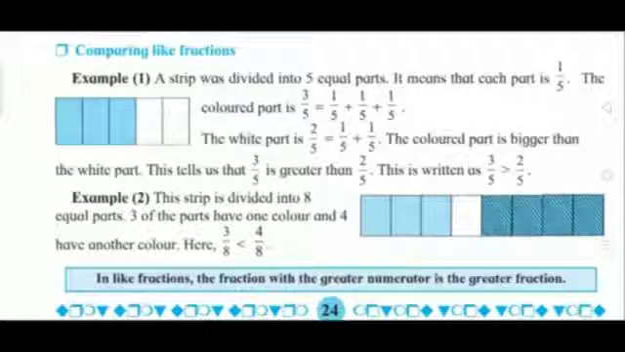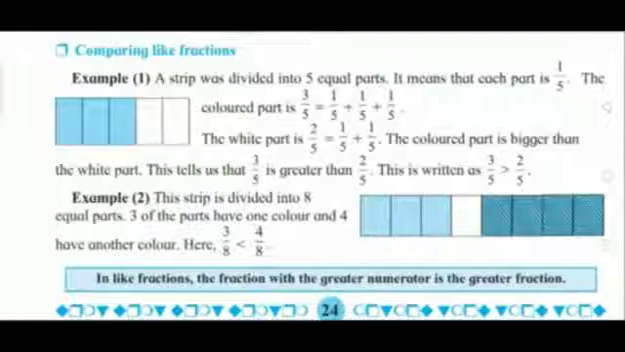Now students, we are going to start with the first part, that is comparing like fractions. Comparing means we are going to compare both the fractions with each other, which one is a greater one and which one is a smaller one. Like fractions means those fractions which have the equal denominator. So first we are going to learn comparing like fractions, which is on page number 24 in your textbook. Okay, now let us study.